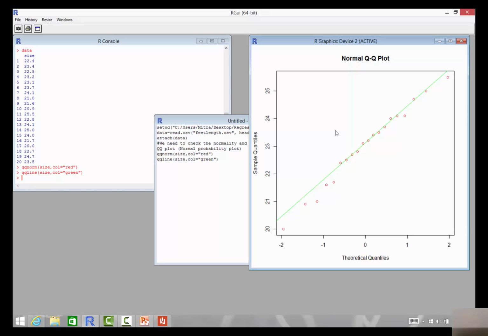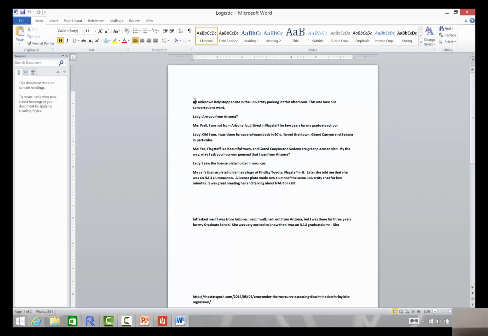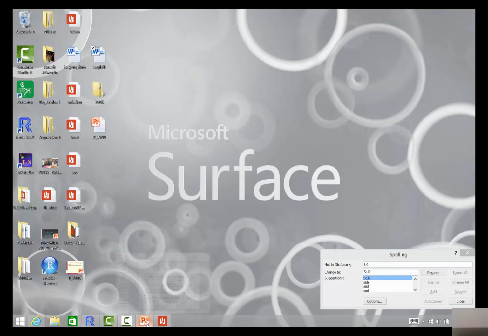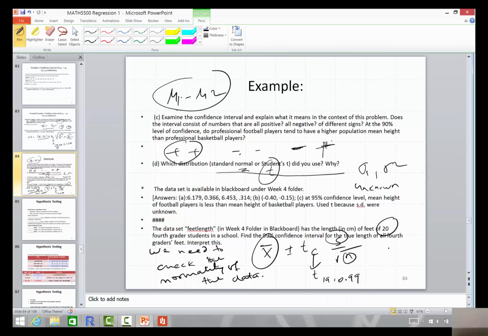If you need to copy and paste this plot in your document, right click on it, copy as bitmap, and then paste it. The conditions in this slide don't say the population is normal, and it doesn't have a bigger sample size. So in that case, you need to check the normality. We checked the normality, no outliers, and it's pretty normal, right?